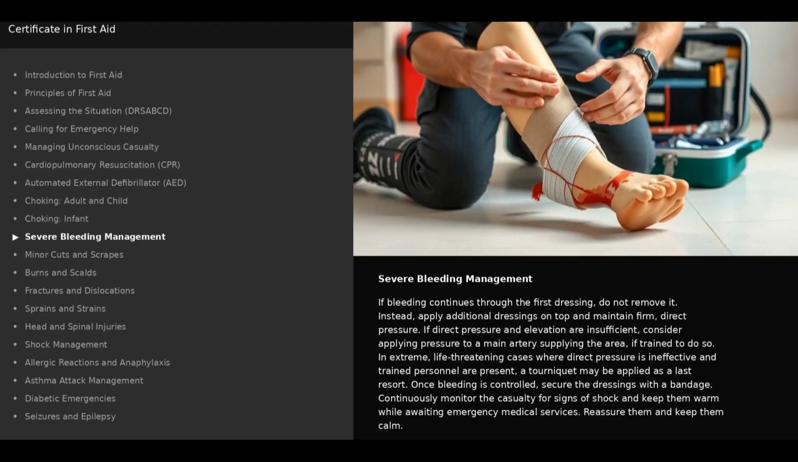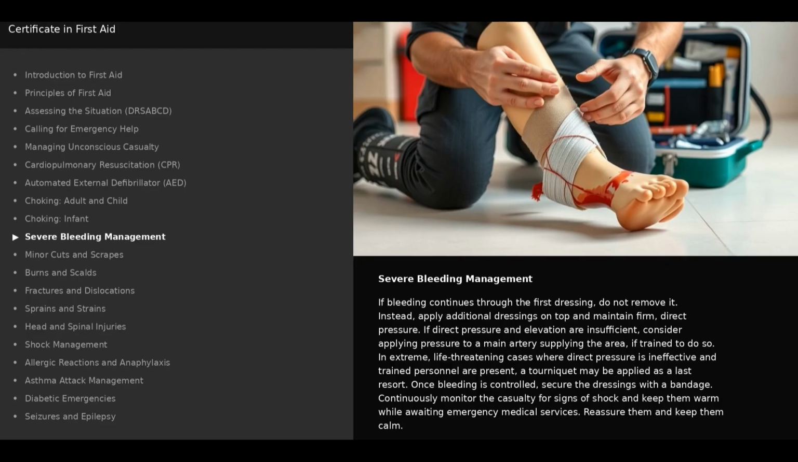If bleeding continues through the first dressing, do not remove it. Instead, apply additional dressings on top and maintain firm, direct pressure. If direct pressure and elevation are insufficient, consider applying pressure to a main artery supplying the area, if trained to do so. In extreme, life-threatening cases where direct pressure is ineffective and trained personnel are present, a tourniquet may be applied as a last resort.